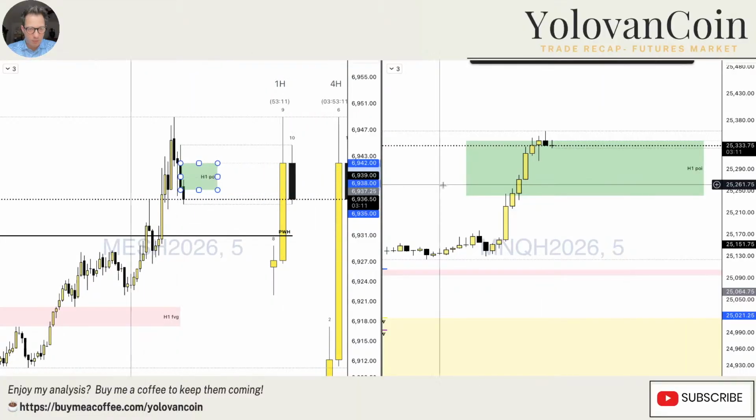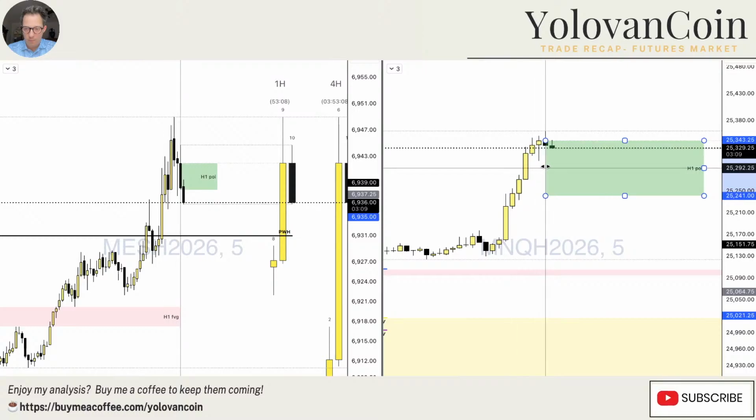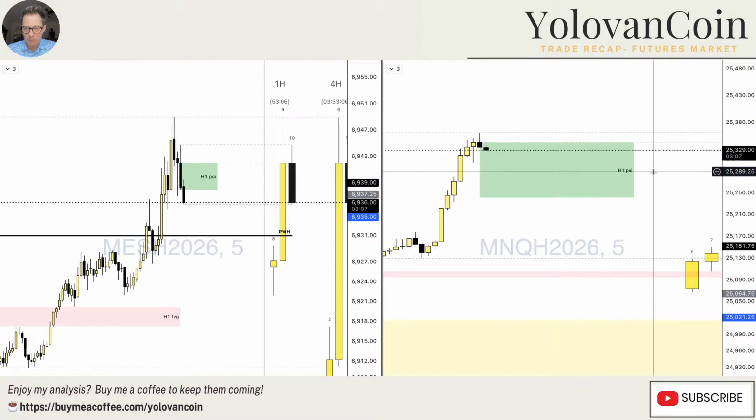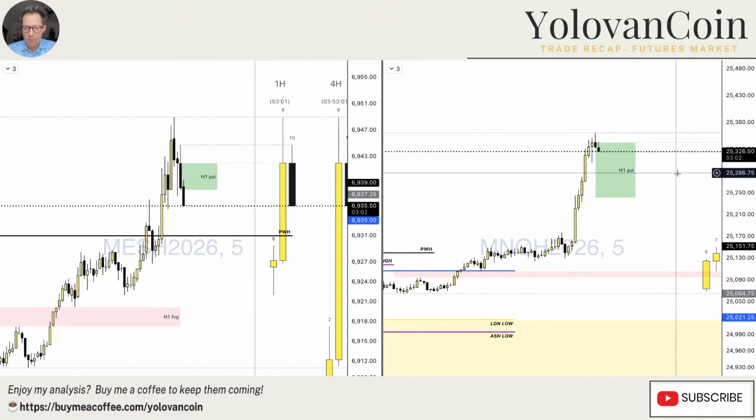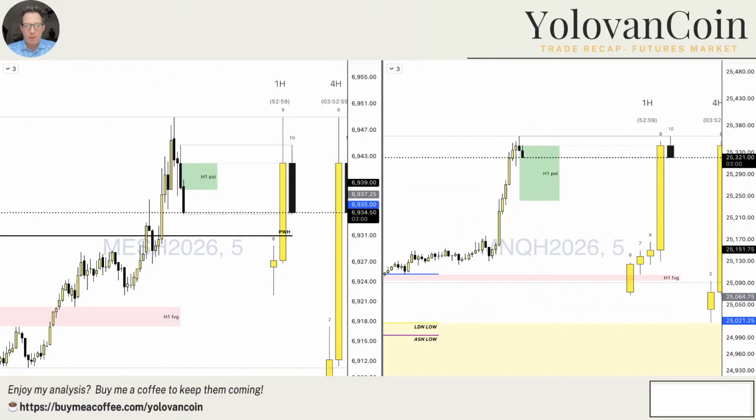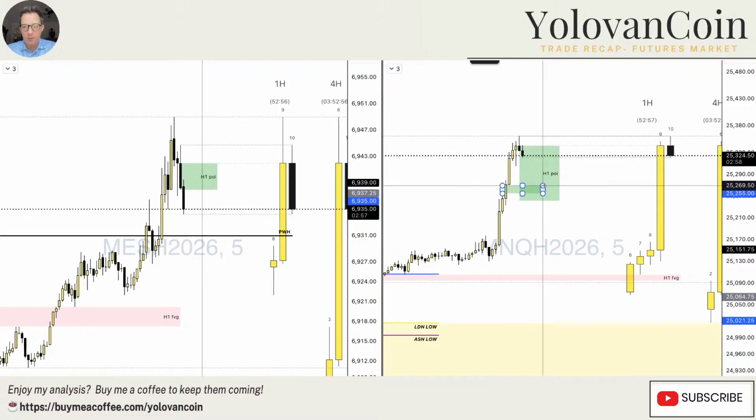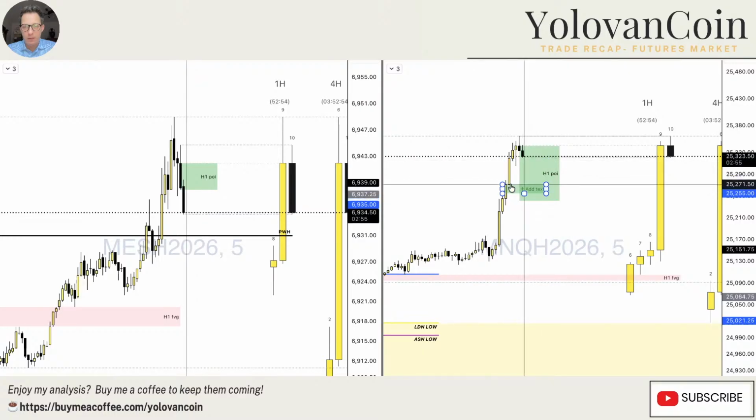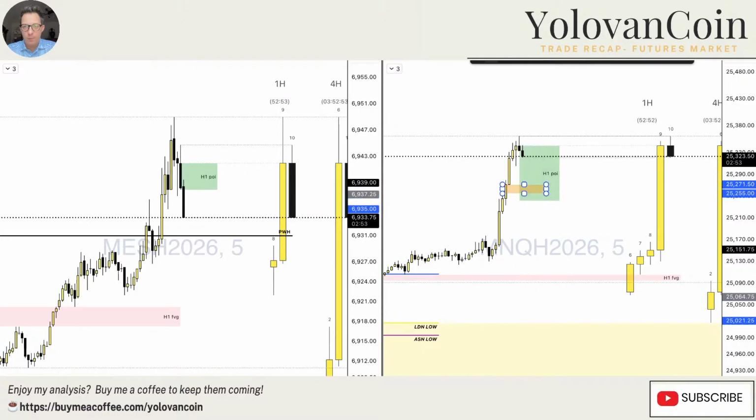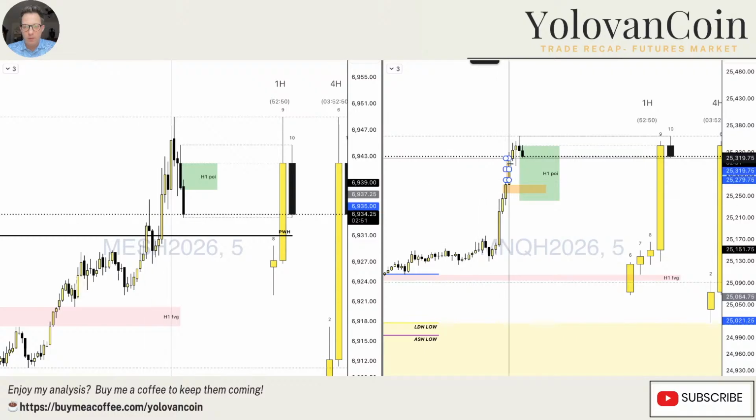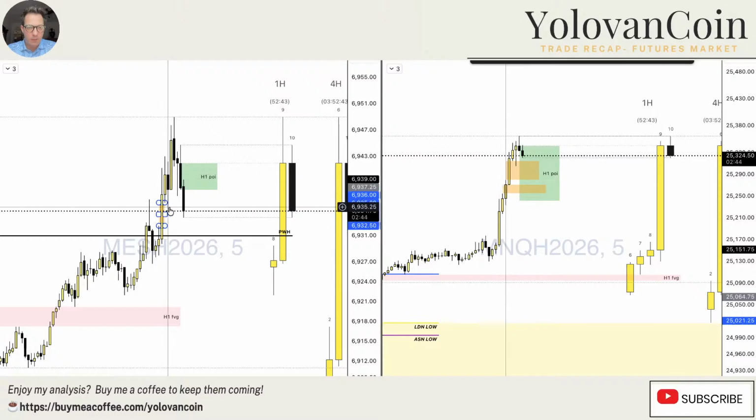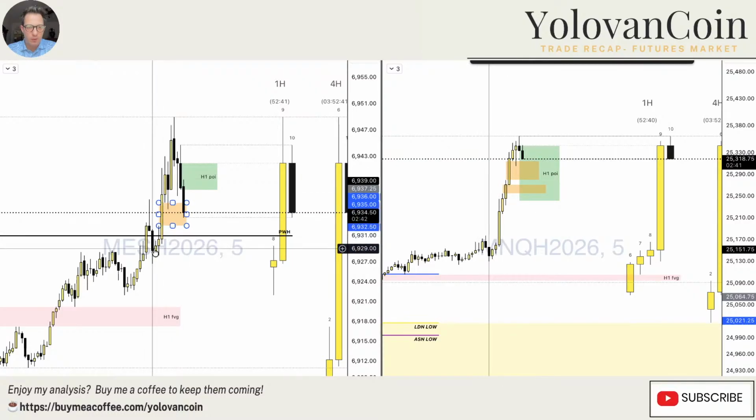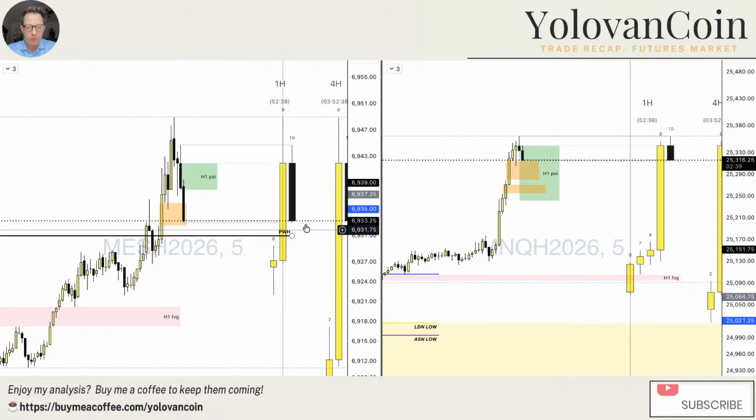10 to 11. Beautiful. We have several fair value gaps. We want to see this fair value gap maybe filled, or maybe this one, but it's already tapped in. Here we have only this one fair value gap which is already tapped in, so probably it's going to tap into this order block.